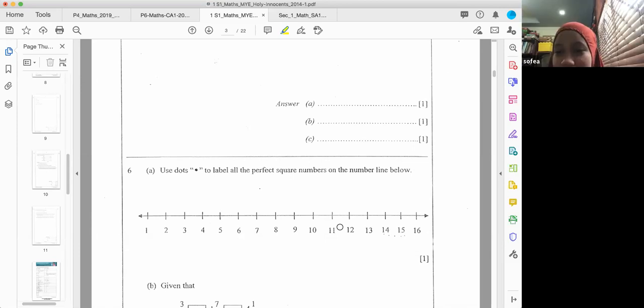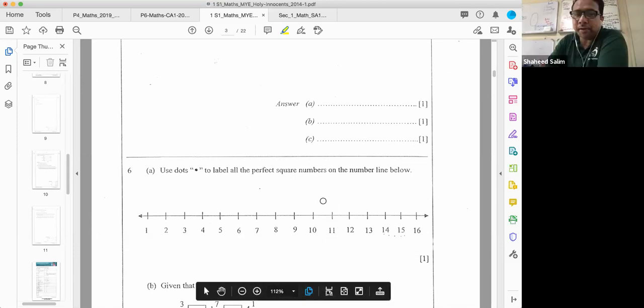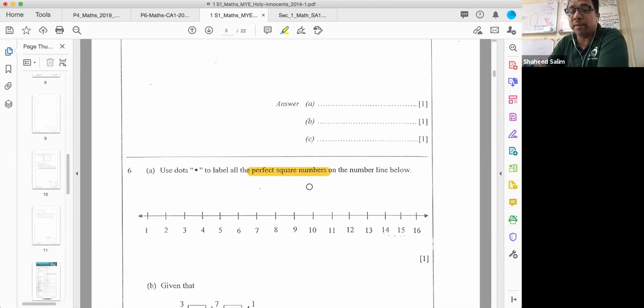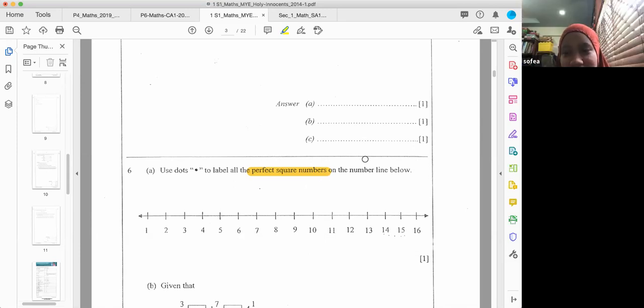Huh? What do you mean? Yeah, down here they say perfect square. So now we must understand what perfect square numbers are. Do you know perfect square numbers? Yeah. Okay, what are they?